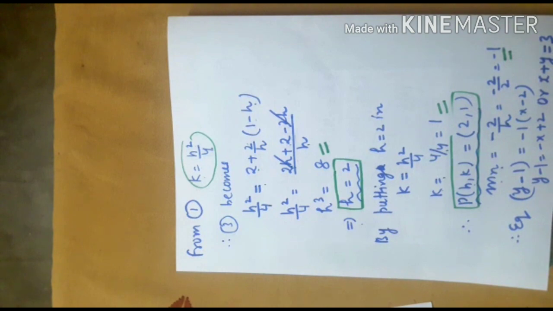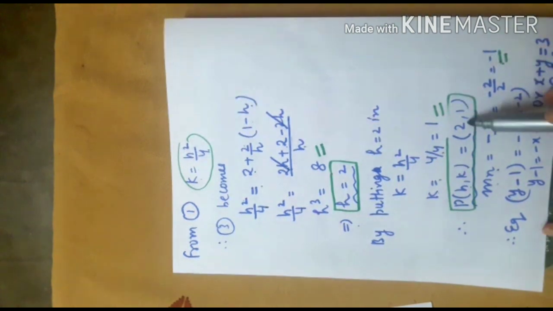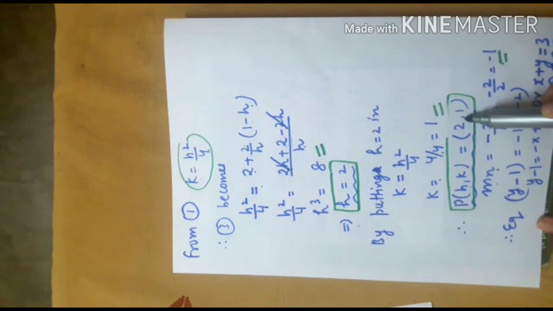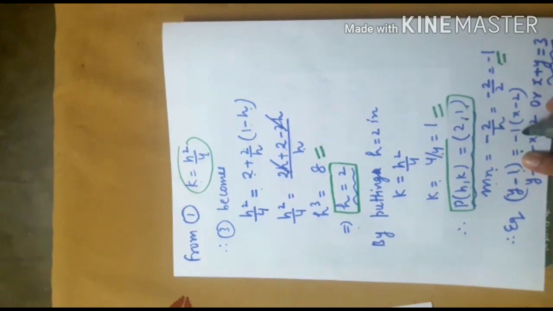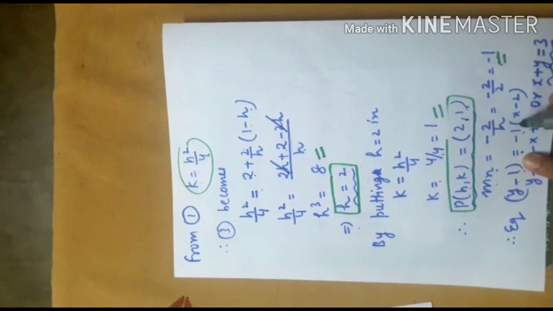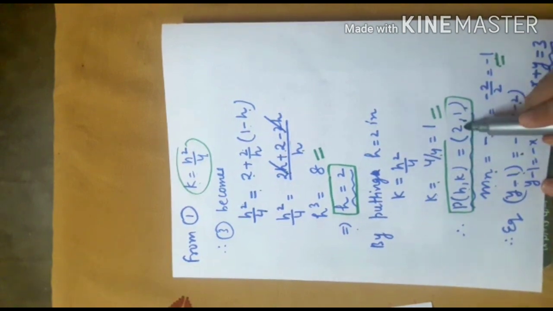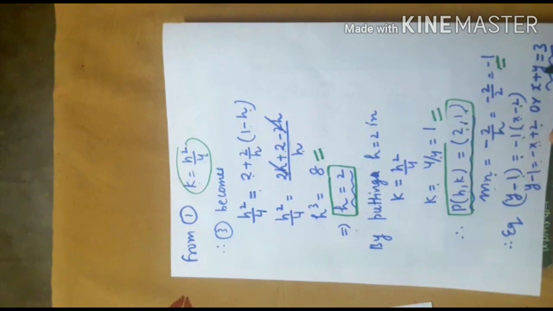So now we know the slope of the normal and we also know a point on the normal. So can you write the equation? Yes. It will be y minus y1, that is y minus 1, equals slope, which is minus 1, into x minus x1, that is 2. So I'll get y minus 1 equals minus x plus 2, that is x plus y equals 3. This is the equation of the normal which passes through the point (1, 2).